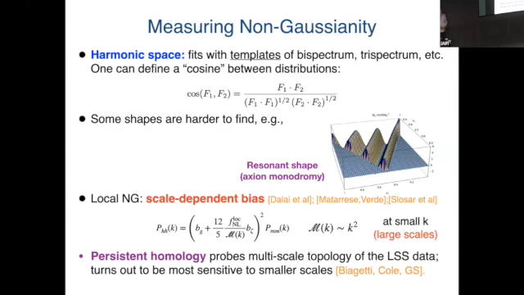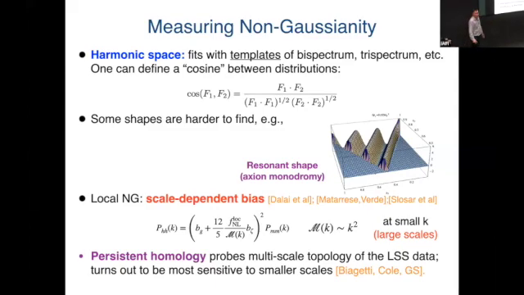And some ideas to detect local shapes of non-Gaussianity with the power spectrum have been developed. This is known as the scale-dependent bias. The idea is to make use of the transfer functions between the primordial power spectrum and the halo power spectrum. On the right is the primordial power spectrum that you can compute given a theory. On the left is the halo power spectrum that you can measure.